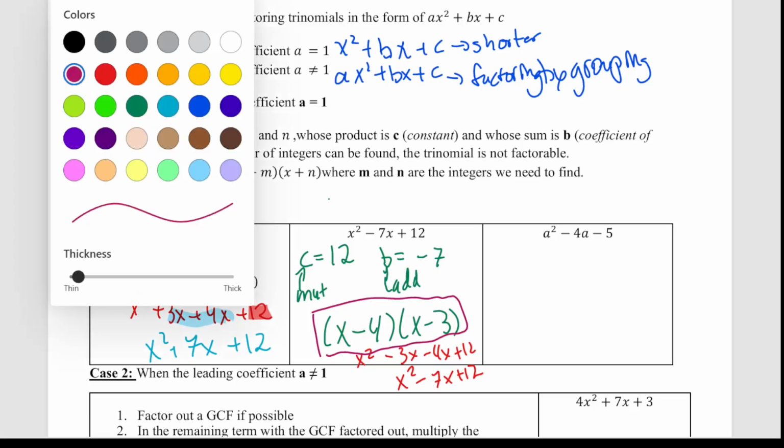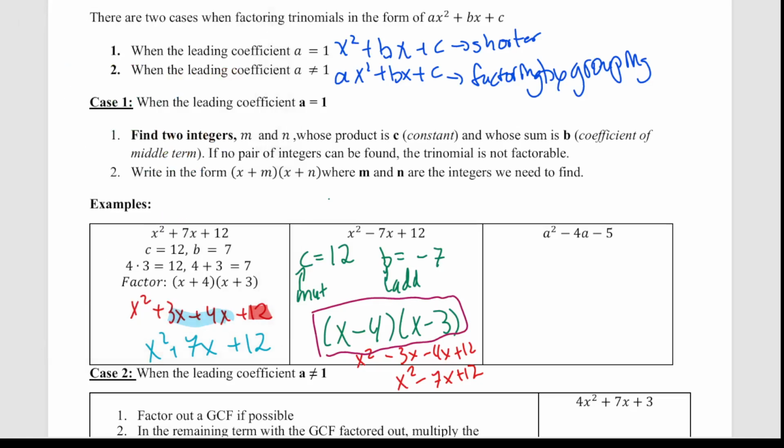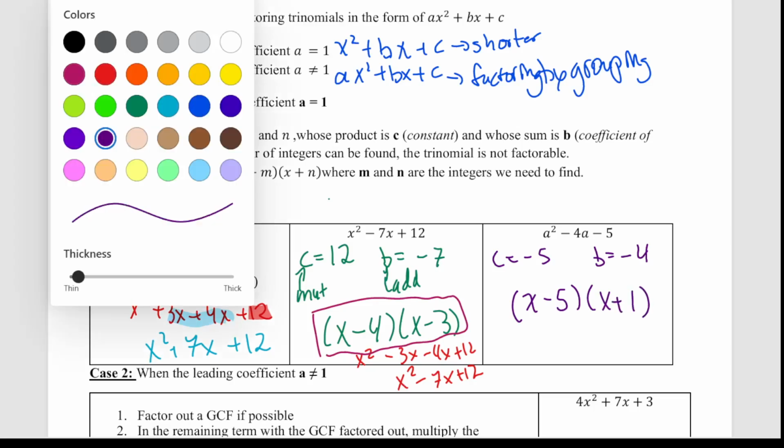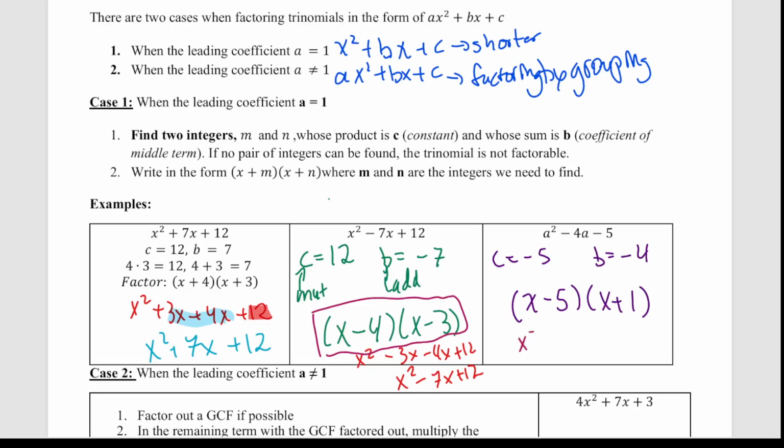I'm going to encourage you to pause your video and try this last one yourself, and then we'll go through it together. So for this last one, you again want to note C and you want to note B. In this case, C is negative 5, B is negative 4, and the numbers that would multiply to negative 5 but add to negative 4 would be negative 5 and positive 1. And again, you can also check your work. If I did x times x, that's going to give us x squared. X times 1 will give us 1x. Negative 5 times x gets us minus 5x. Negative 5 times 1 gets us negative 5, to end up with x squared plus negative 4x minus 5.